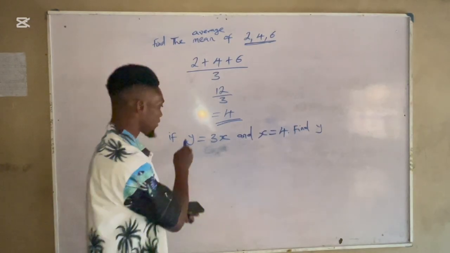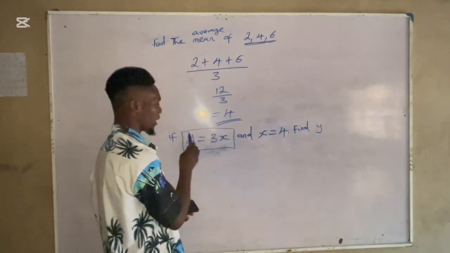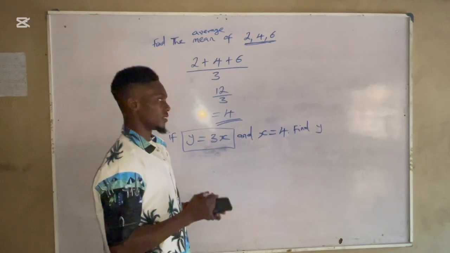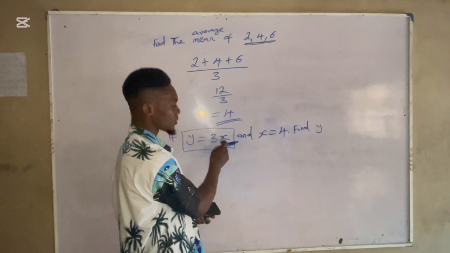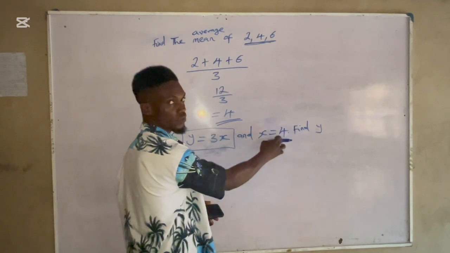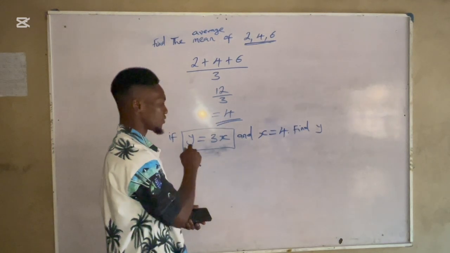What is y? They have given us y is equal to 3x. Then, in this equation, they also told us that this x now is 4. X is equal to 4. So what is the actual value of y?